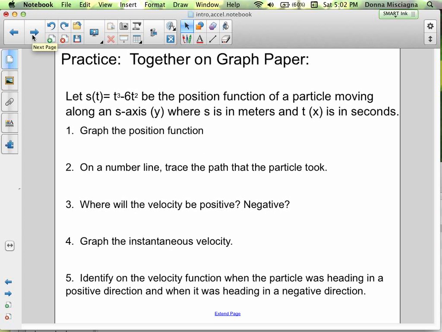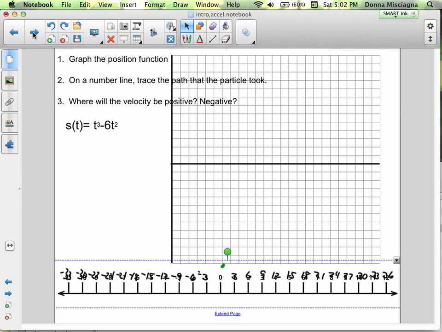And I'm going to do this on the next page. I'm just going to read the question there. Let s of t equal t cubed minus 6t squared be the position function of a particle moving along an s-axis, where s is in meters and t is in seconds. Right? So along the y-axis we're in meters, along the x-axis we're in seconds. And all of these questions are on the next 2 pages, so I don't need to read through those.